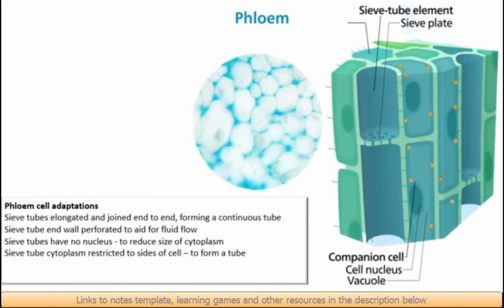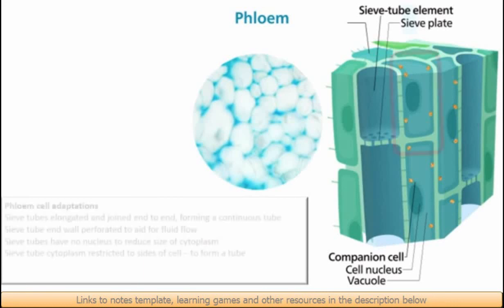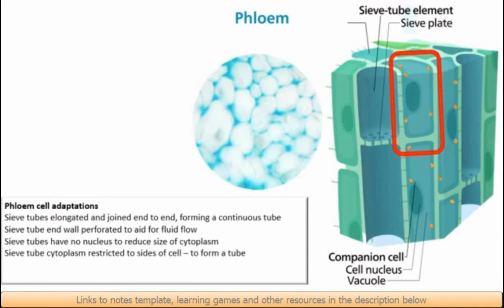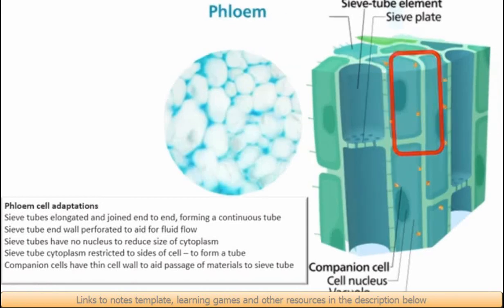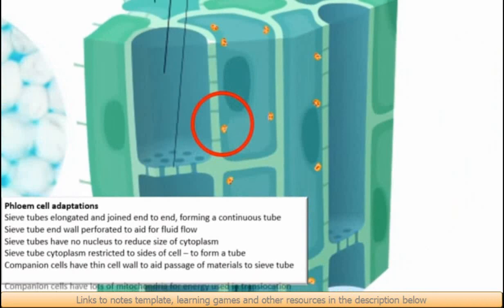Now, aside from lacking a permanent vacuole, the companion cells have all the usual organelles present in a plant cell. To reduce the diffusion distance between the companion cell and the sieve tube, the companion cells have an unusually thin cell wall. Since the process of moving sugar through the plant requires the active involvement of the phloem cells, the companion cells are very metabolically active, and so they contain a lot of mitochondria to provide the energy needed for this metabolism.